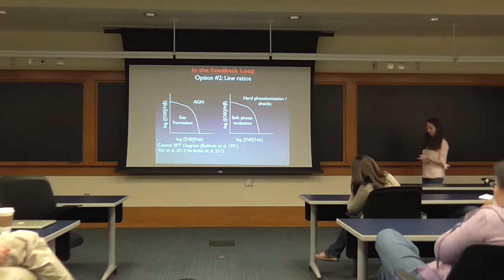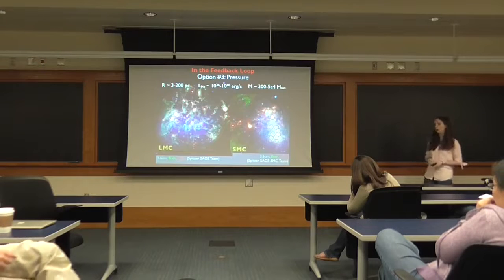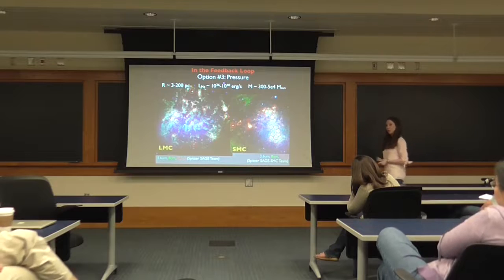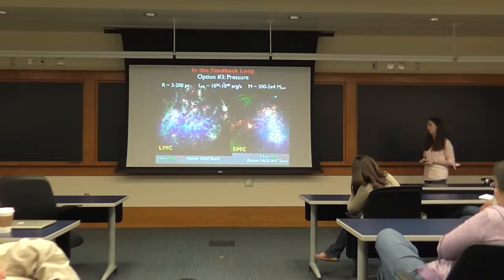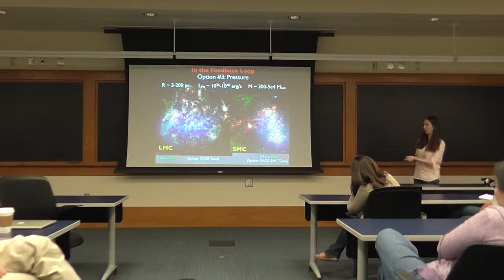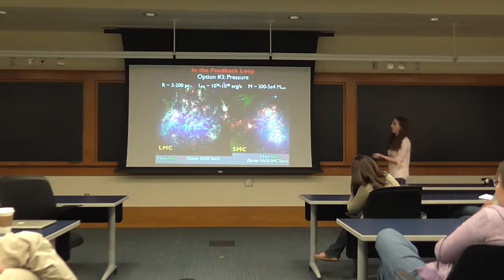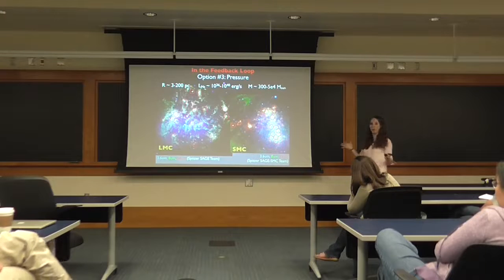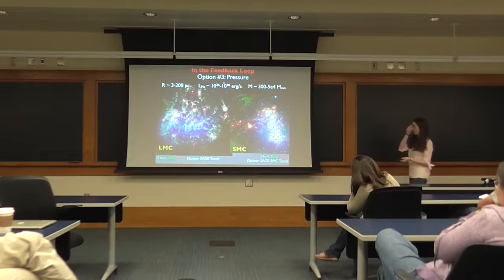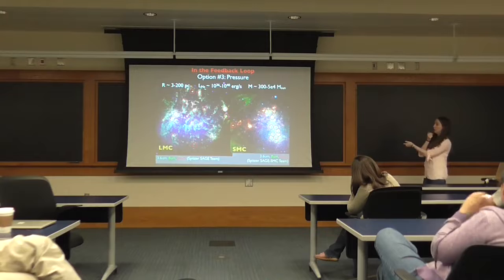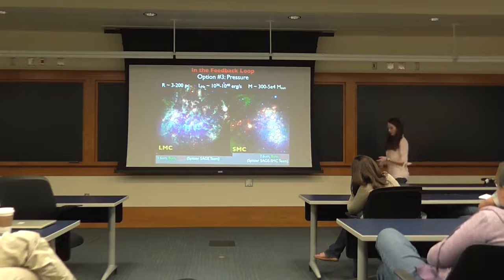Number 3, which is my method, is to assess the pressures associated with the different mechanisms. And I'm going to show you how we did this for 32 HII regions in the Large and Small Magellanic Clouds. So this is the LMC and SMC for those who aren't familiar. And the regions that we're going to look at span a range of properties. They have radii that span 2 orders of magnitude, H-alpha luminosities that span 4 orders of magnitude, and central star cluster masses that span 1 order of magnitude.